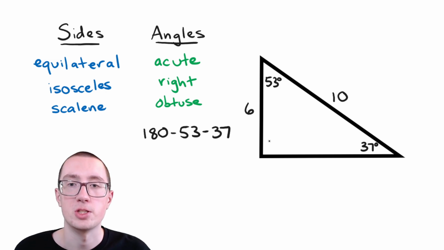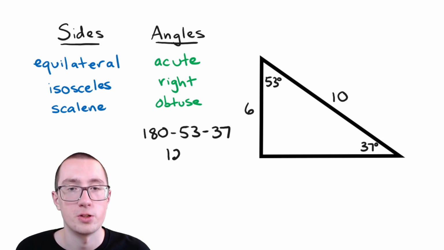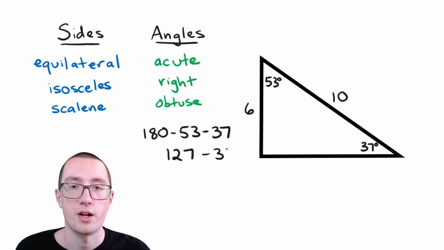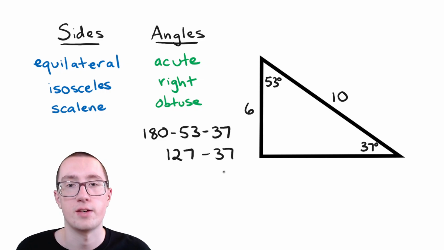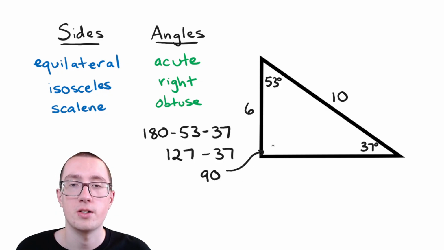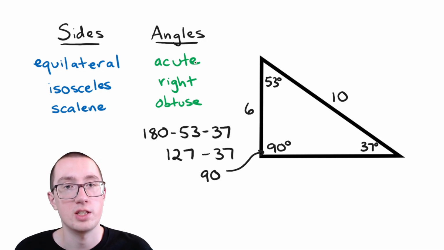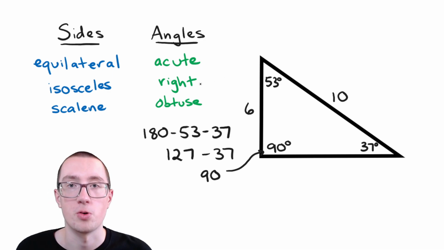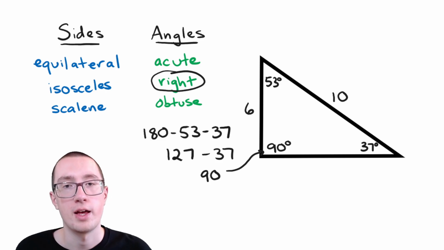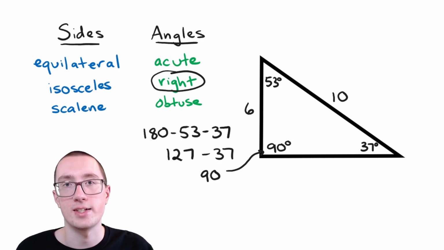So let's find out how much is left for our third angle. 180 minus 53, if you put that in your calculator, you should get 127. And then 127 minus 37 is 90, which means that this angle here is 90 degrees. So what does that tell us about what type of triangle it is? Well, it looks like it's a right triangle, because a right triangle has one angle that's exactly 90 degrees.